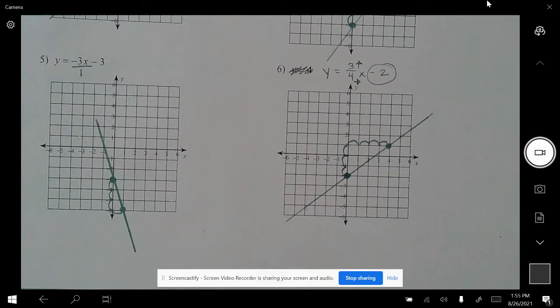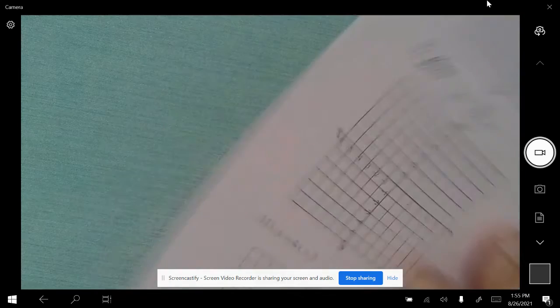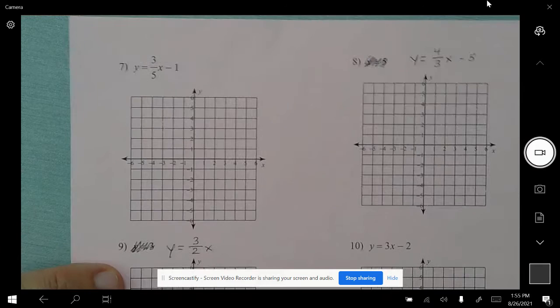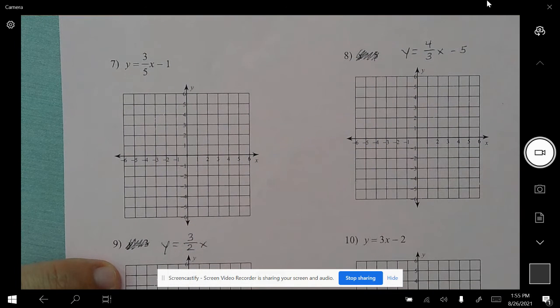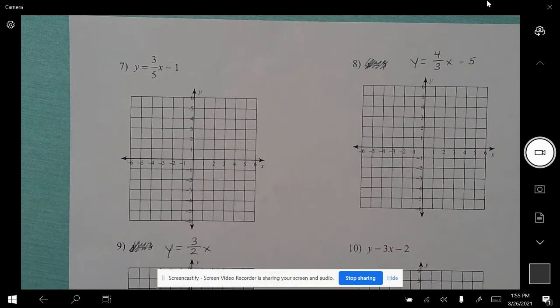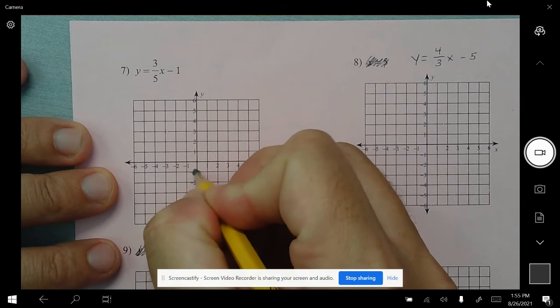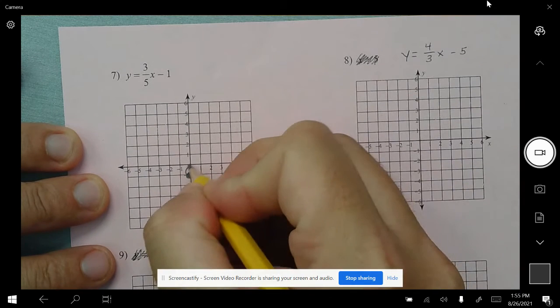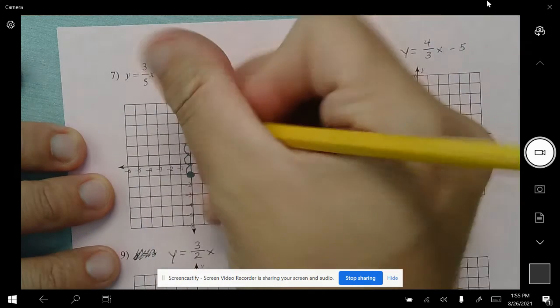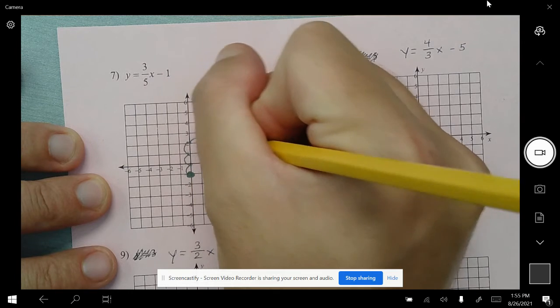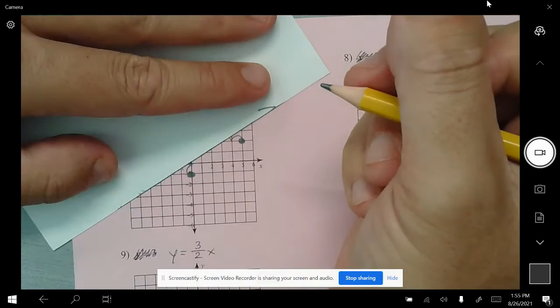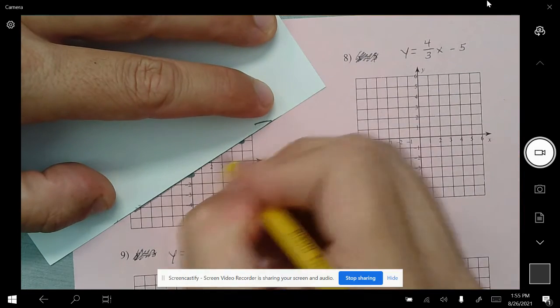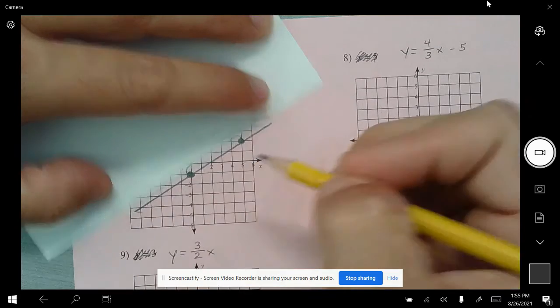Let's keep it going. All right, flip it over. All right, number 7, 8. I would love you guys to try these on your own right now. Now, let's go ahead and check it out. -1. Then I'm going to rise 3. 1, 2, 3. I'm going to run 5. 1, 2, 3, 4, 5. Okay.